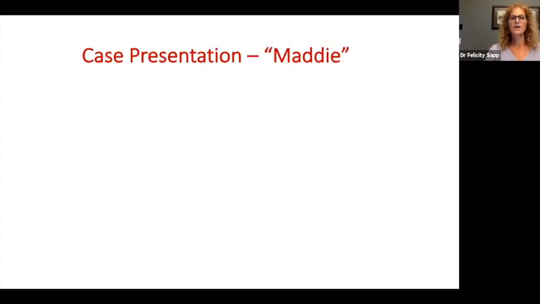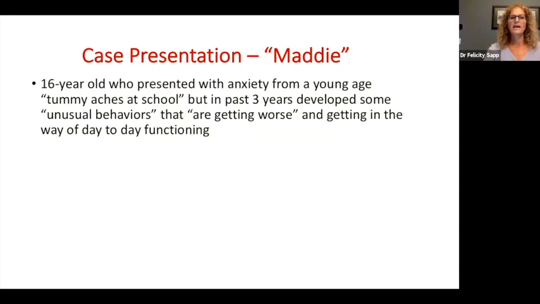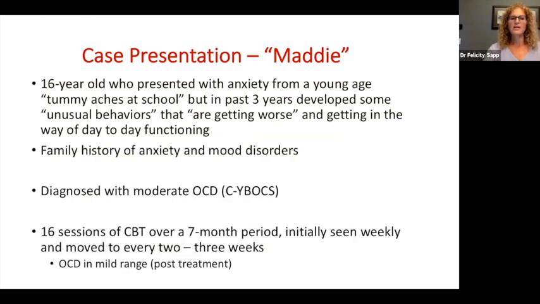I'm going to talk now about an older girl. She was 16, Maddie, and her anxiety had been there for a while, but in the past 3 years, there were some unusual behaviors that were happening and kind of getting in the way of her functioning. And there was a family history of anxiety and mood. She was diagnosed with moderate OCD, and things were starting to get in the way of her functioning.